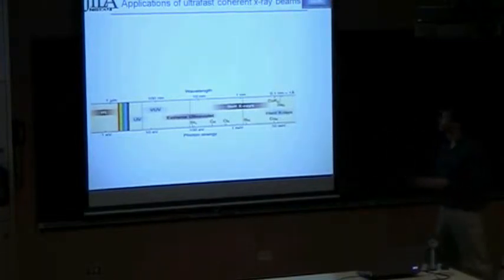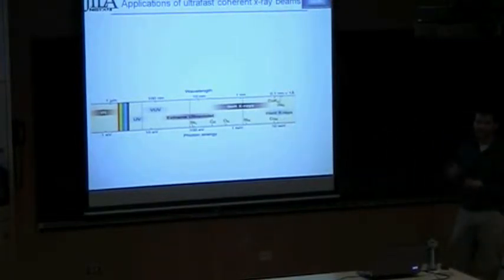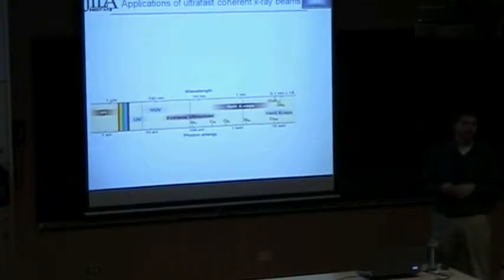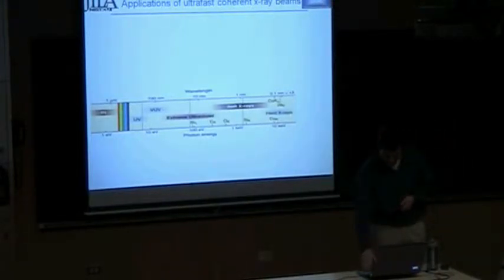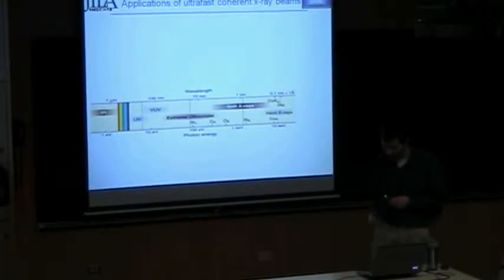So what we want to do in our group is combine these two. We want to take the high temporal resolution of ultra-fast optics and combine that with the high spatial resolution as well as the elemental selectivity that you get when you work with soft X-rays. And so I'm just going to show a few images of applications in this region of the spectrum, and I'll let you read.